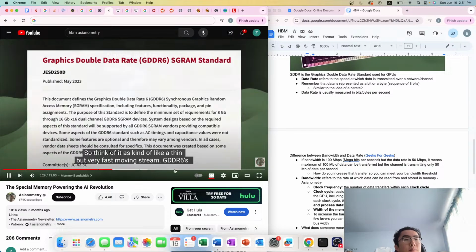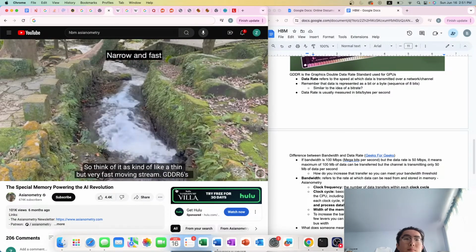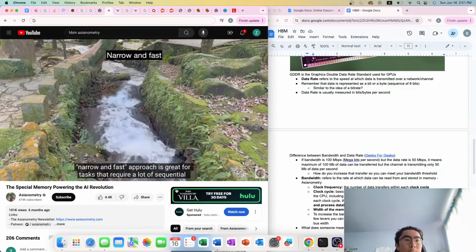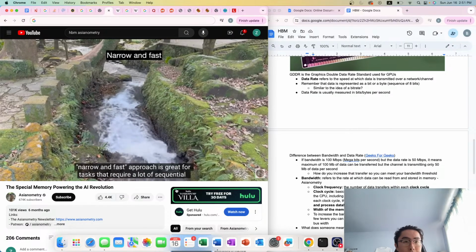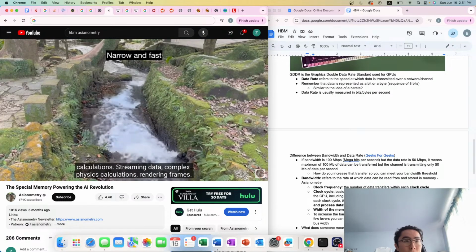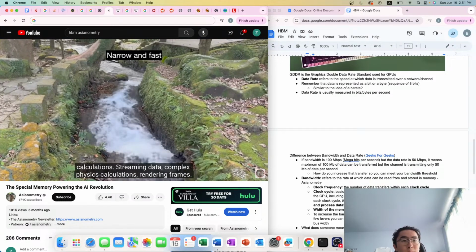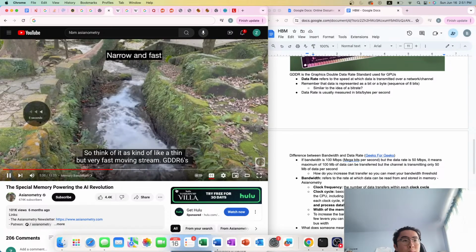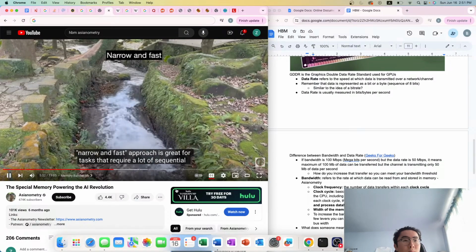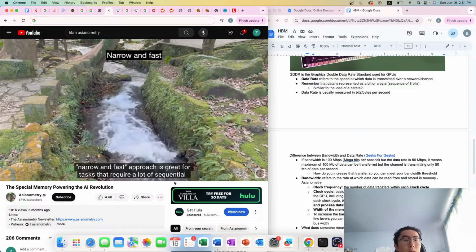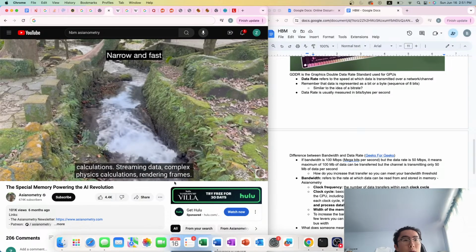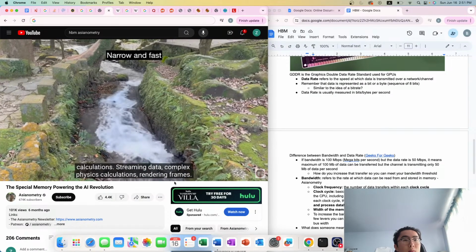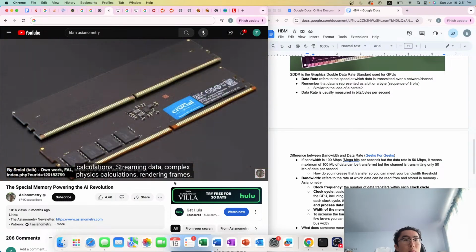GDDR6 is kind of like a thin but very fast moving stream. Its narrow and fast approach is great for tasks that require a lot of sequential calculations: streaming data, complex physics calculations, rendering frames.